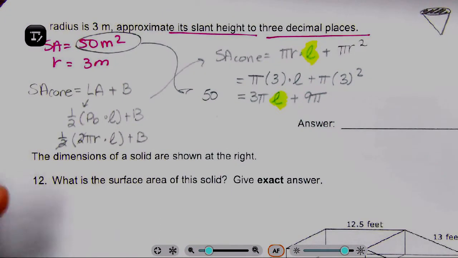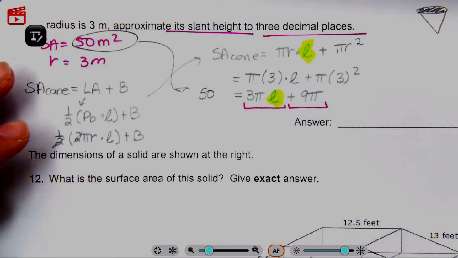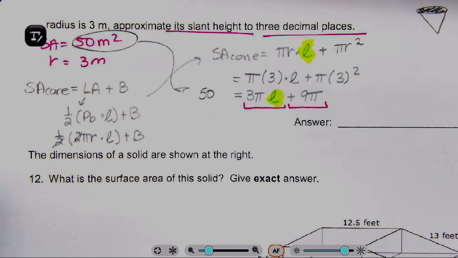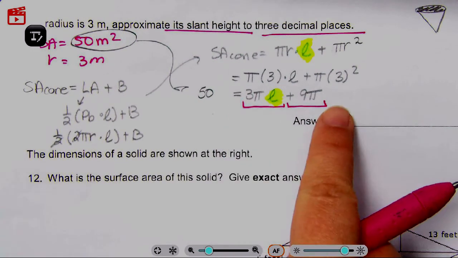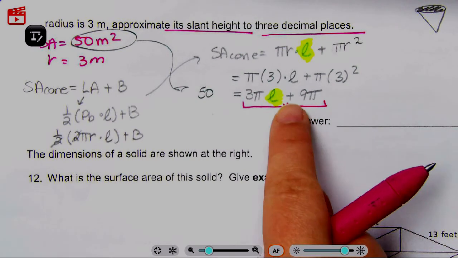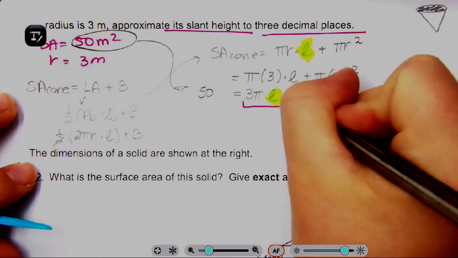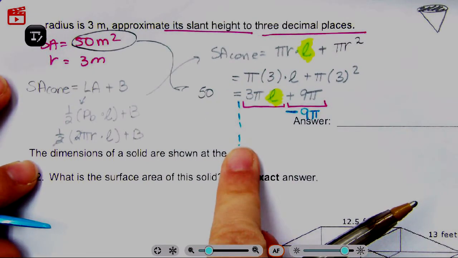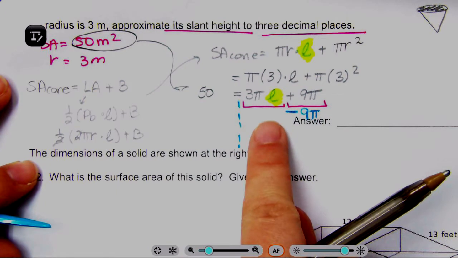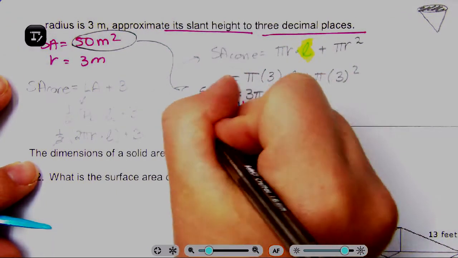Now, you have two terms here. Here's one term, here's two terms. You have to get rid of the term that does not have your unknown in it. So 9 pi does not have slant height in it, so we need to undo 9 pi. How do I undo a positive 9 pi? I'm going to have a negative 9 pi because we're doing the opposite. So negative 9 pi on both sides. Here's your side. Make sure you do this dotted line on a problem like this because sometimes you end up subtracting or adding things double on one side. You can't do that. So we have to subtract 9 pi.